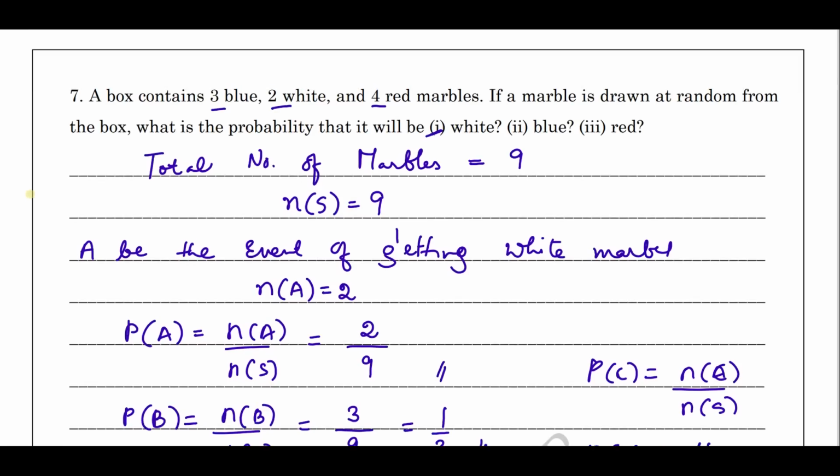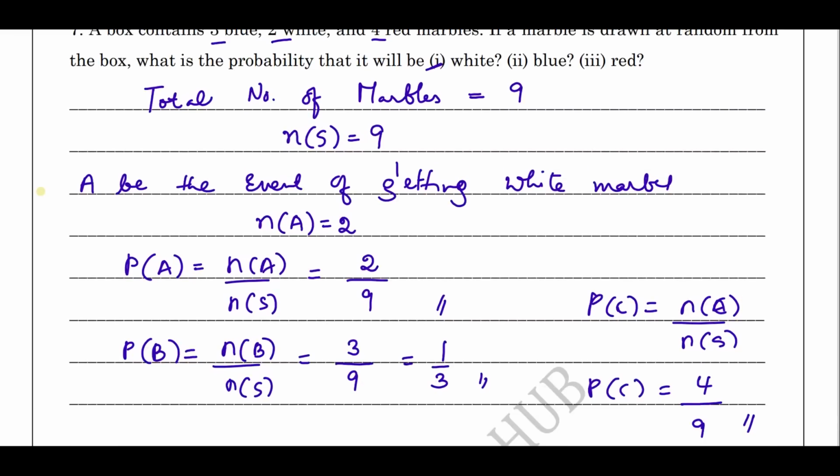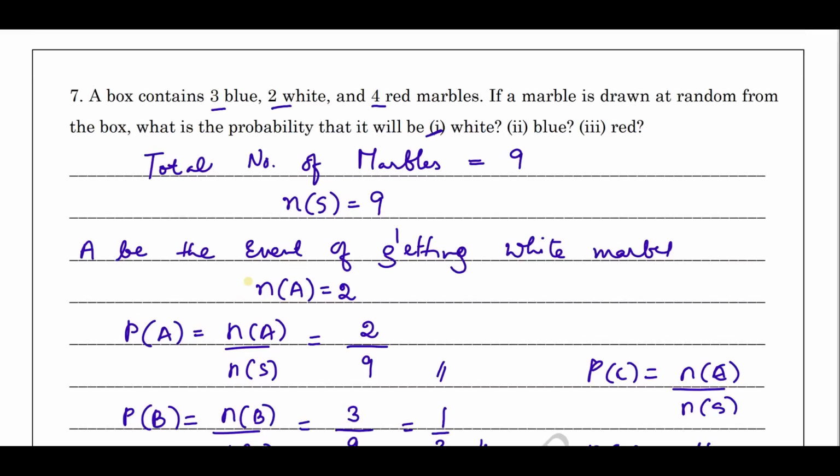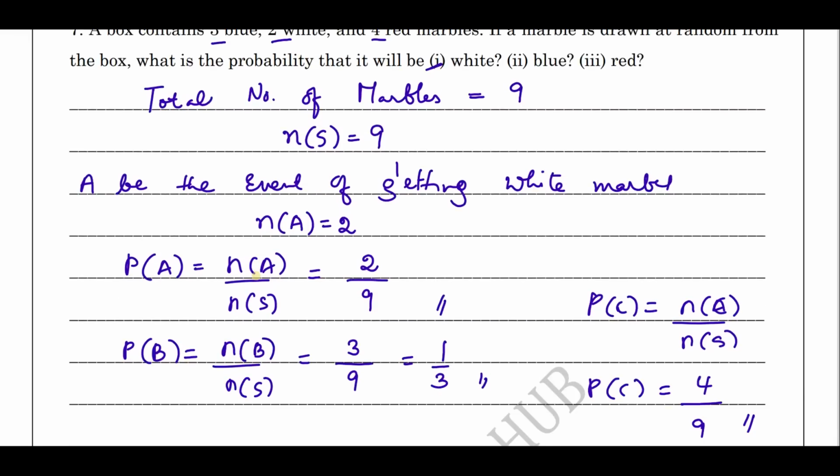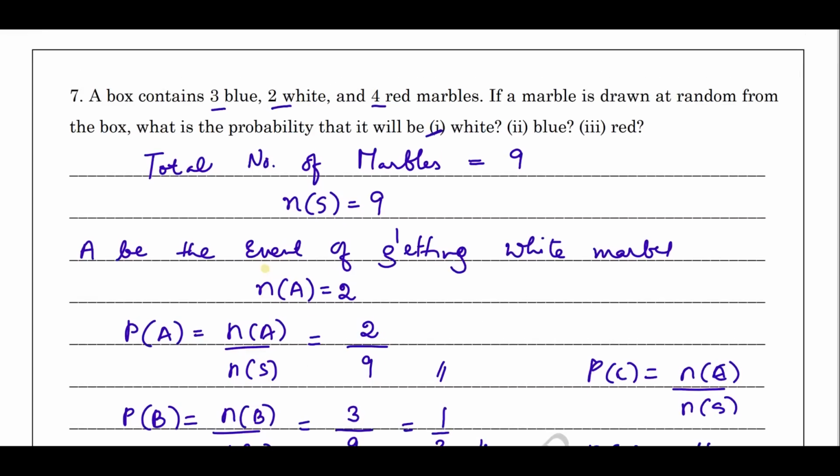Very simple question, students. Try to understand. If you understand the concept of probability, you will be able to solve any question. Just you should identify the sample space. Next, note down the favorable event, and apply the formula P of A equals N of A by N of S. Then you will get the answer.